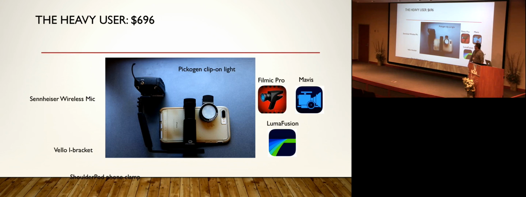Now I have the heavy user kit. We have an L bracket here, which is much easier to see when it's not on the screen. It's basically a metal L with a silicone rubber handle on it, and 2 cold shoes. Up on one of the cold shoes, I have mounted a Sennheiser wireless receiver for a wireless microphone. I can put a light over here. I can put something else over there.